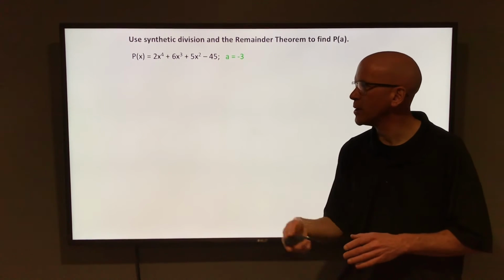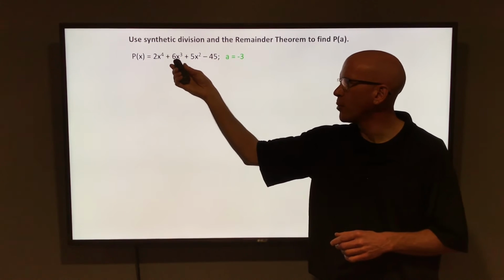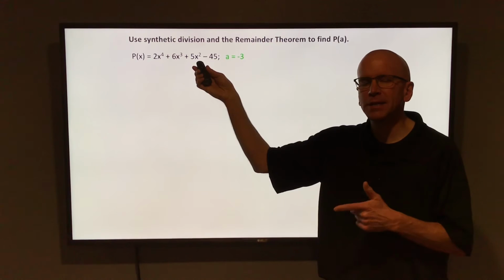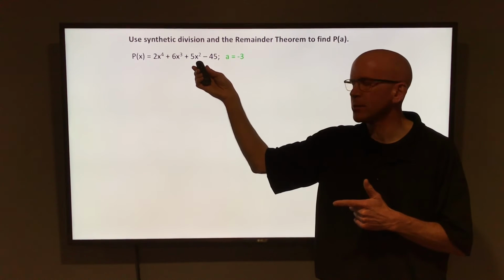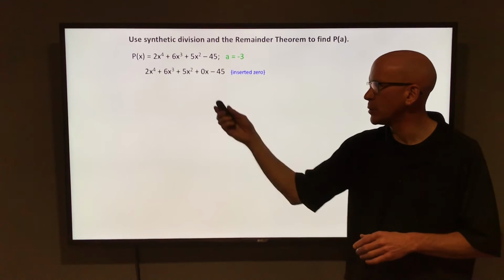First step is to look for any skipped or missing terms. Just count down the exponents. We have exponents of 4, 3, 2, and then you're missing an exponent of 1. So you'll have to fill in with a 0x to the first. And then minus 45. So fill in with a 0x.